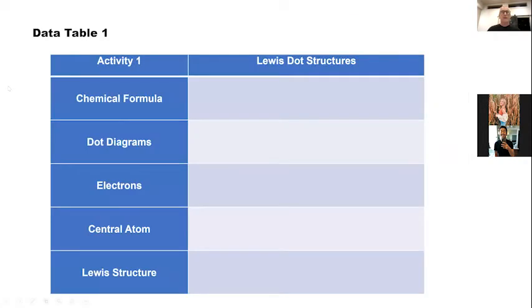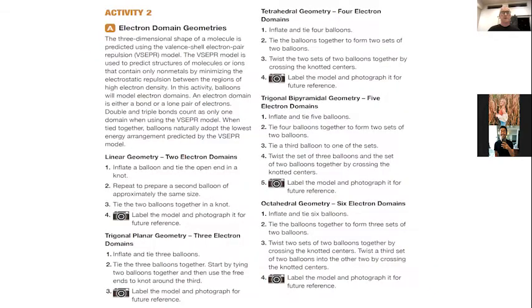Okay. So for that, like I just said, just have 9 copies of this: your chemical formulas, your dot diagrams, total electrons, and the Lewis structure. The second one's kind of fun. I'm just going to briefly show you what's going on.